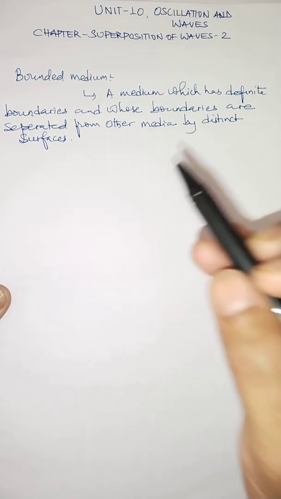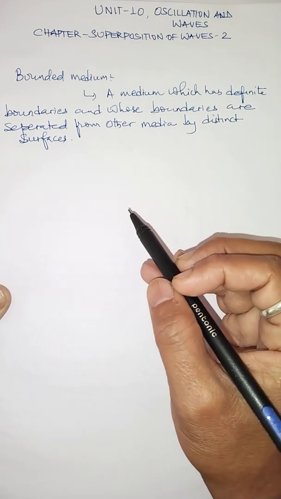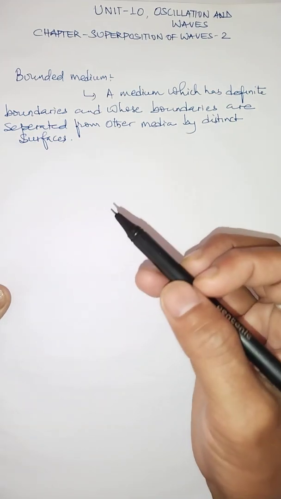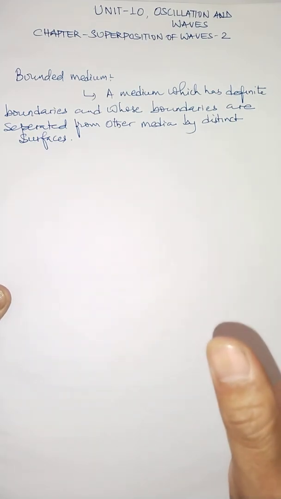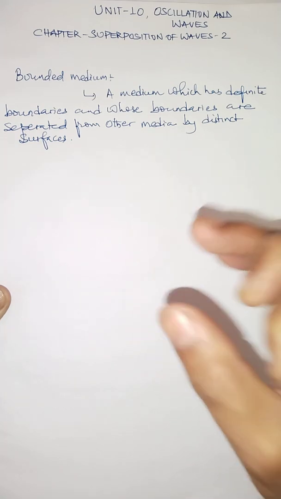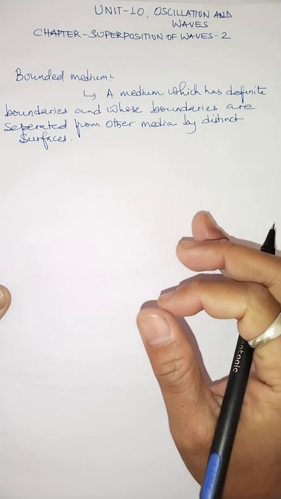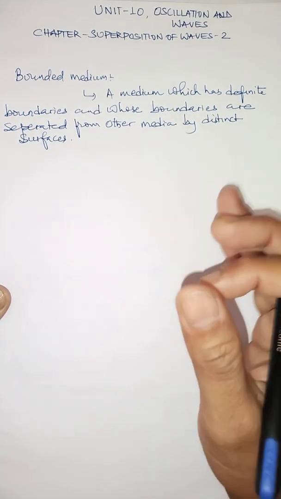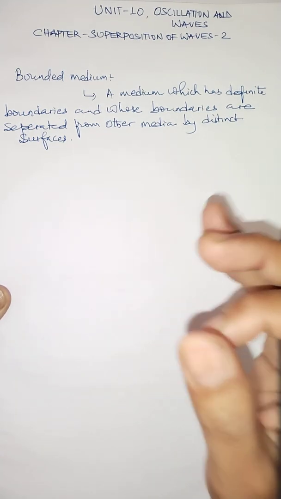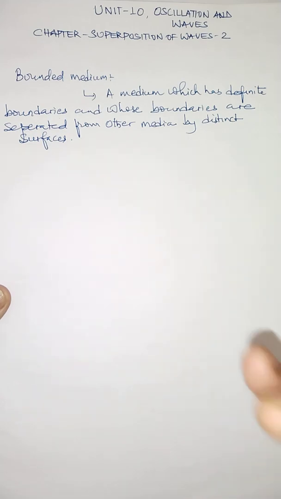As I said already, this particular medium can vibrate only with certain definite frequencies. Means when the medium vibrates, it vibrates with only certain definite frequencies, not with varying frequencies. These frequencies are the main characteristic frequencies of this medium. Such a medium is called a bounded medium.